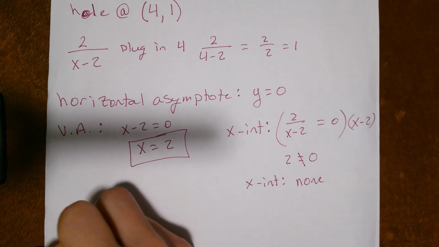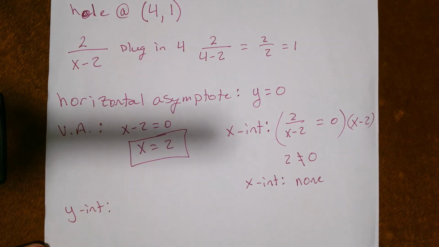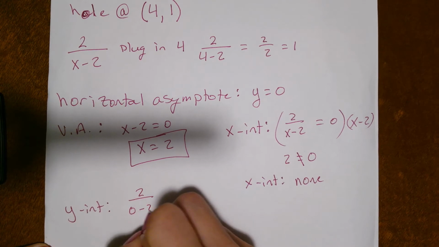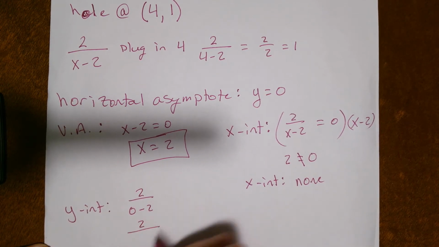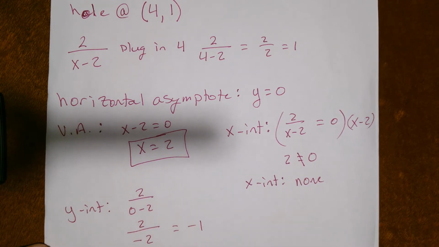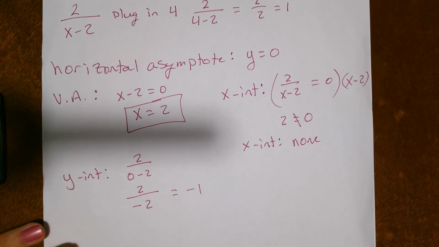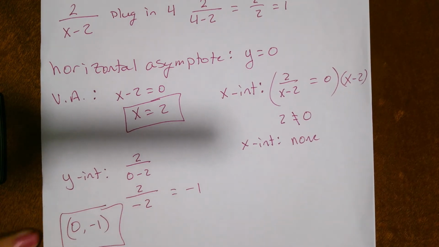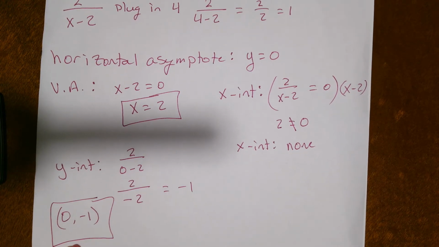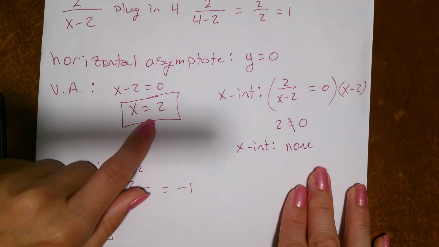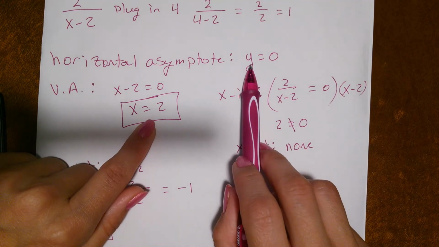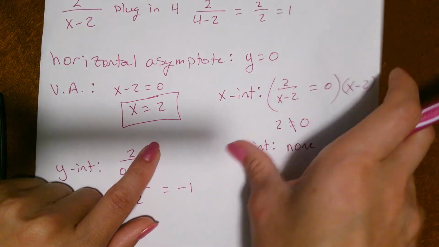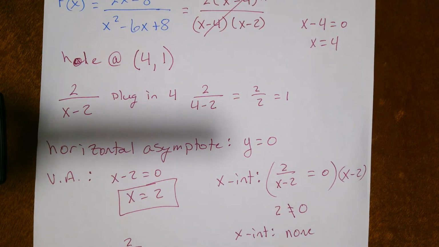Alright, y-intercept. To find the y-intercept, I plug in 0 for x. So I have 2 over 0 minus 2, which is 2 over negative 2, which is negative 1. So I have a y-intercept at the coordinate 0, negative 1. And there we go, I found all the pieces. I have a y-intercept at 0, negative 1. I don't have any x-intercepts. I have a vertical asymptote at x equals 2, a horizontal asymptote at y equals 0, and a hole at 4, 1. So this should be enough to know what that graph looks like.